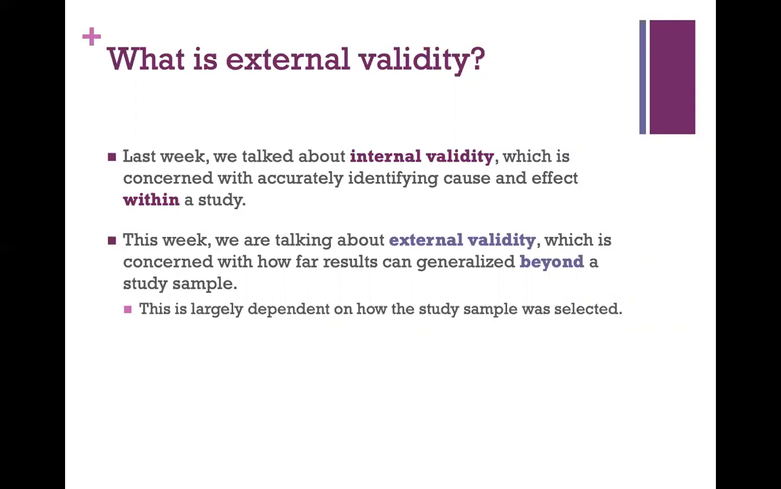And this is largely dependent on how the study sample was selected or how we bring people into the study. So internal validity is really about what the researchers are doing within the bounds of a study. But external validity has more to do with how people come in and how data can be generalized out. So it has more to do with an exchange between the study and the real world.